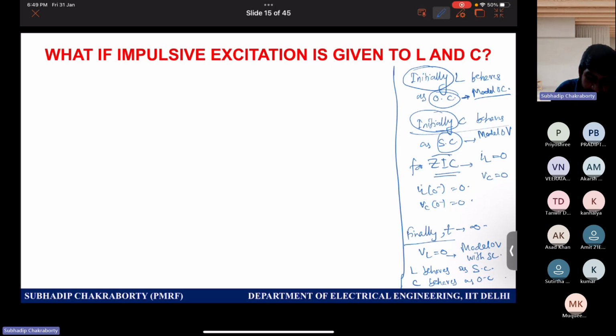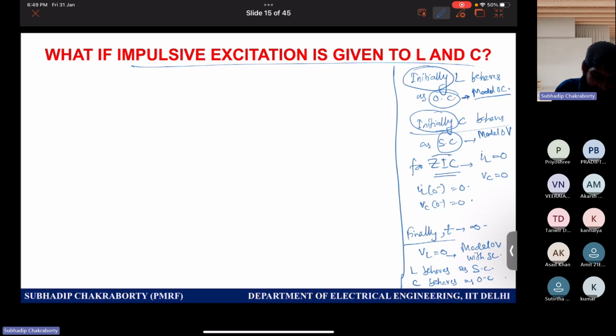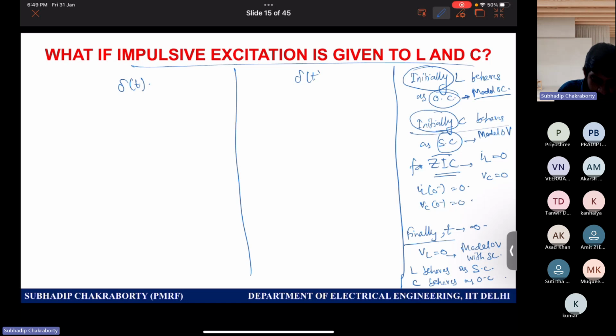So with this philosophy, you model the circuit. We'll see in the next slide. But tell me, what if impulse excitation is given? We have already learned, right? What happens when impulse excitation is given, both for inductor and capacitor. So let's do it once again.